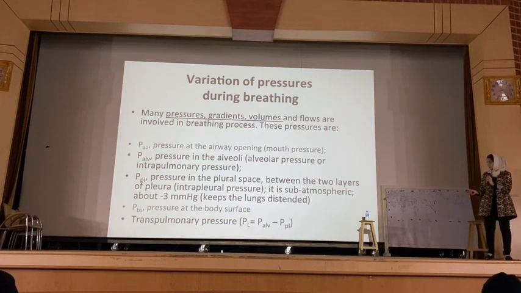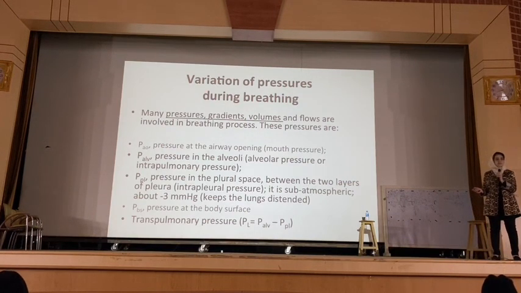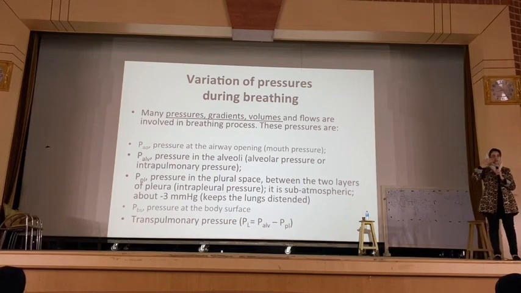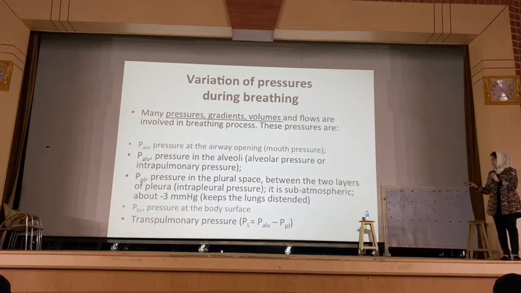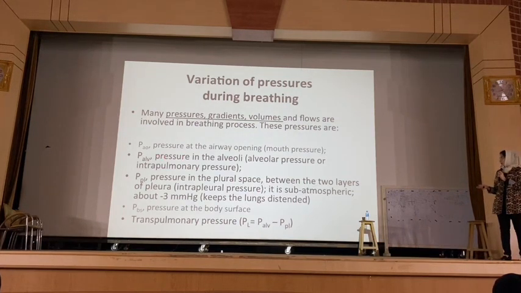So these are the pressures that we discussed. We have atmospheric pressure or mouth pressure, the pressure outside, and usually we regard it as zero. We have alveolar pressure, the pressure inside the alveoli, also called pulmonary pressure. We have pleural or intrapleural pressure, which is always negative to keep the lung distended. We have pressure at the body surface, and we have transpulmonary pressure.